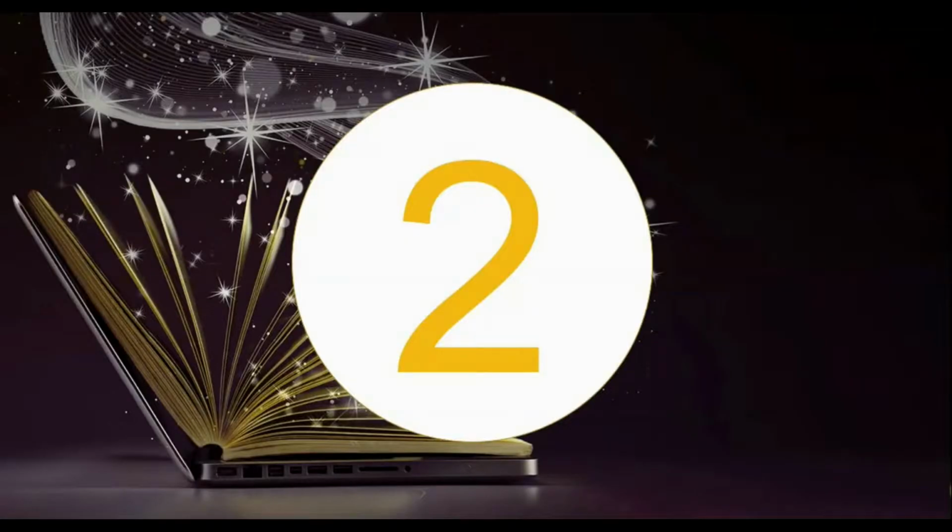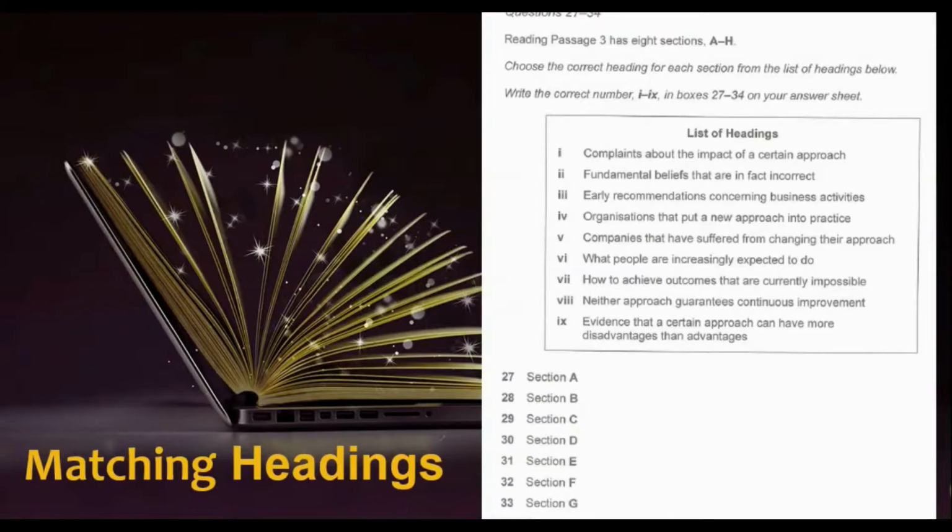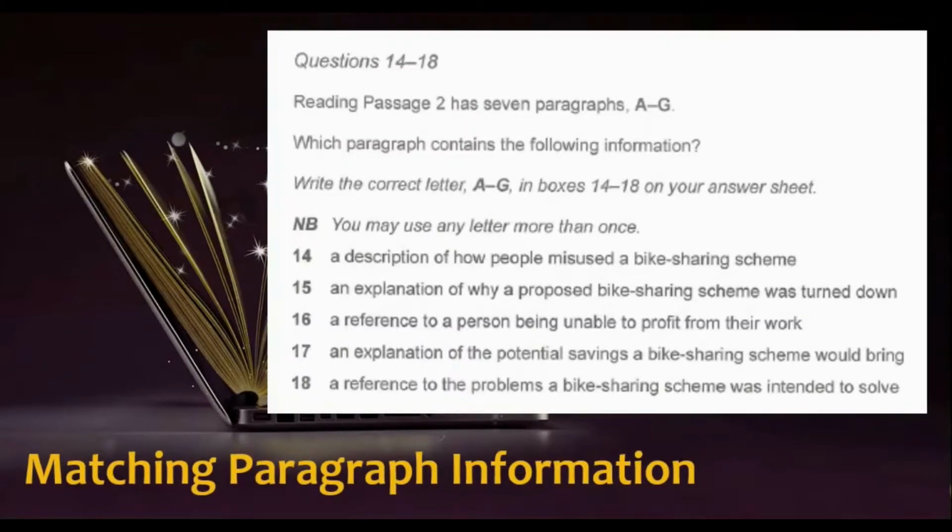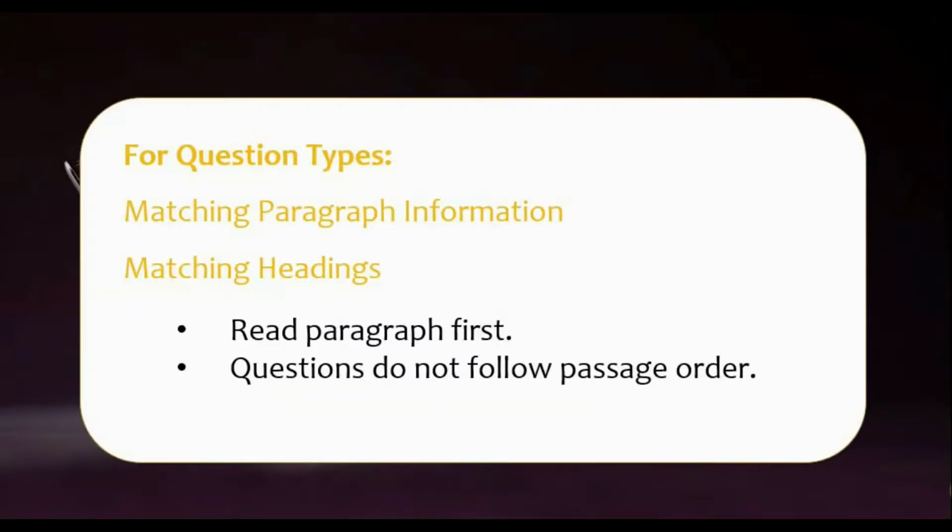For questions such as matching headings and matching paragraph information, the answers do not follow the passage order. So read the first para first, understand what it says, then come to these options and select the right answer. Then read the second para, understand it, then come to these options and select the right answer. Follow this technique for all the paras one by one.